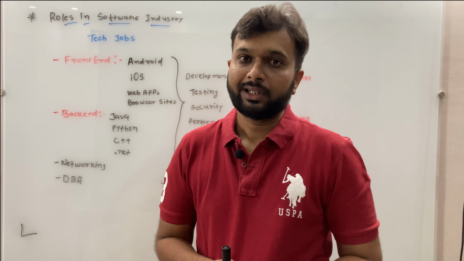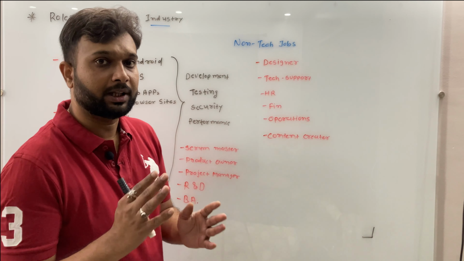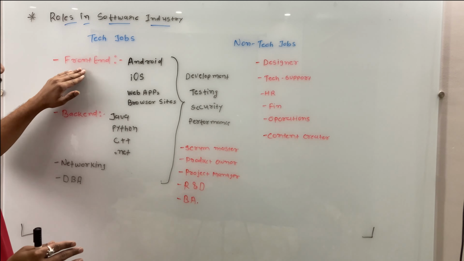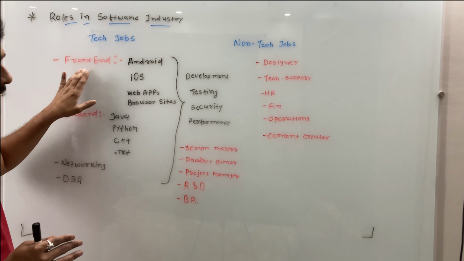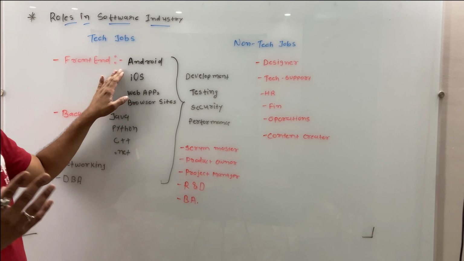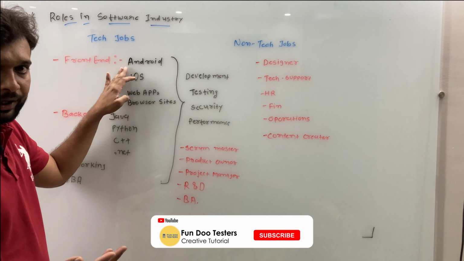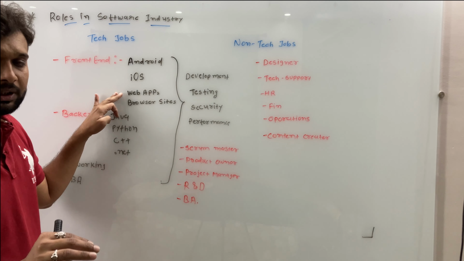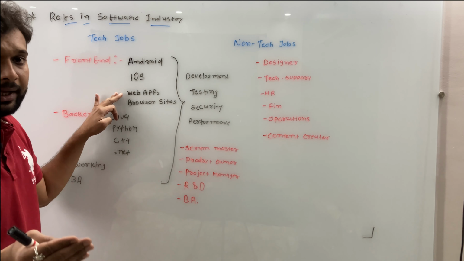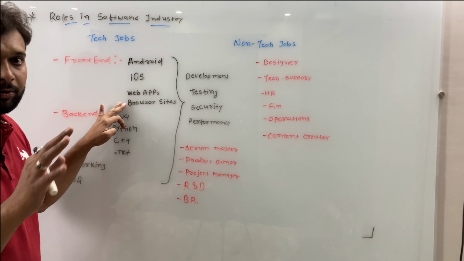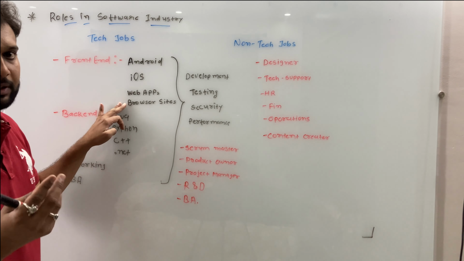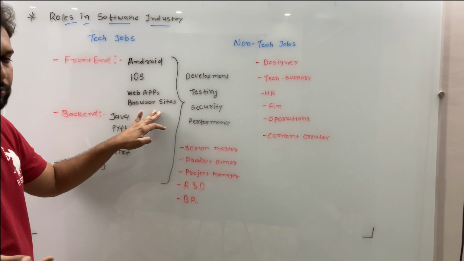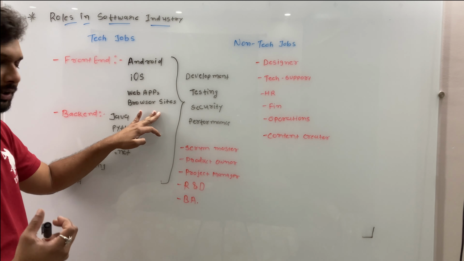So first, let's start with the technical categories. In an IT company, there will be core technical roles. First of all, they fall into two categories, front end and back end. For front end, whatever applications we are using, for example, Android applications, iOS applications, web applications, or applications we install on a PC, Windows or Mac, and the sites we open in a browser, like www.google.com or facebook.com. Those are browser sites. Basically, we are consuming them from a browser.